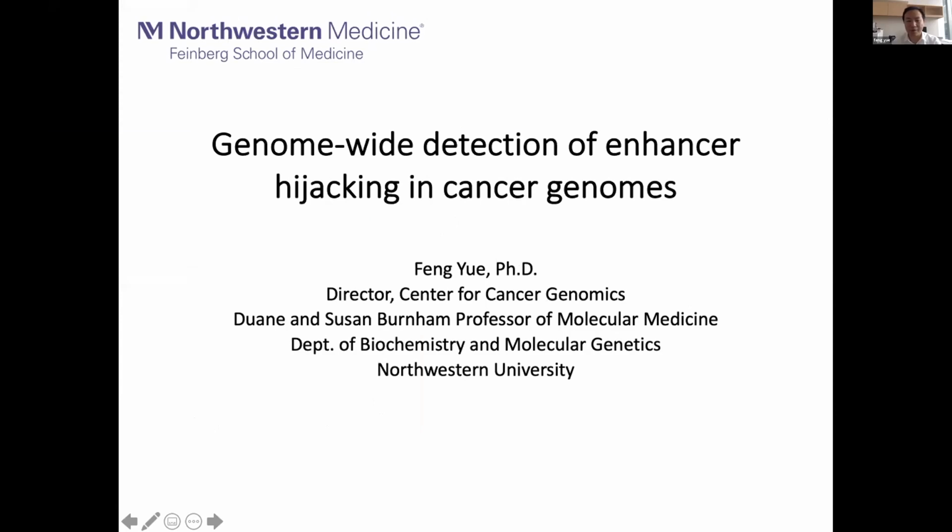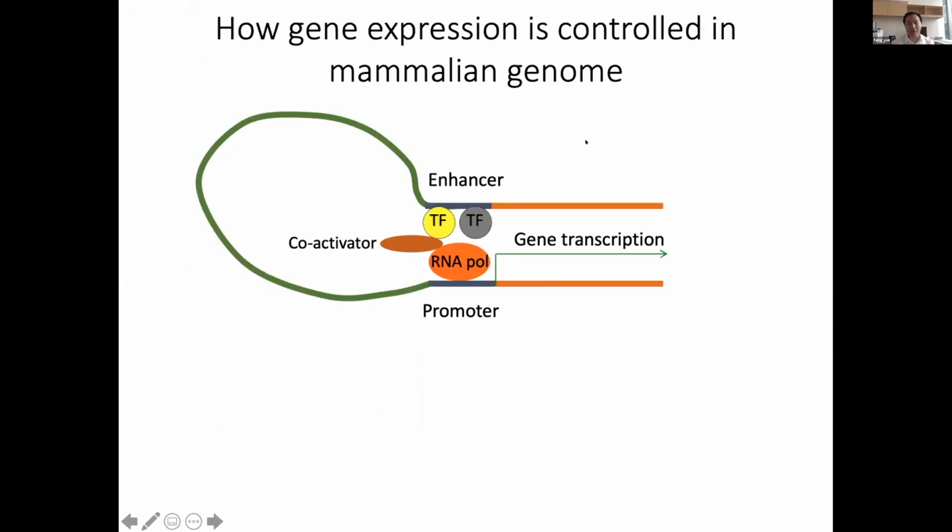It's really my great pleasure to share with this audience our latest work on studying gene regulation in the 3D genome structures in the cancer genome. I will start my talk today with this really oversimplified version of how gene expression is controlled in the mammalian genome. This green arrow matches the direction of gene transcription.